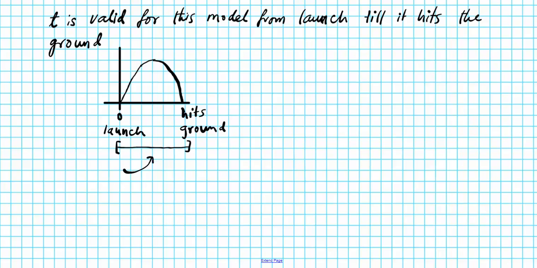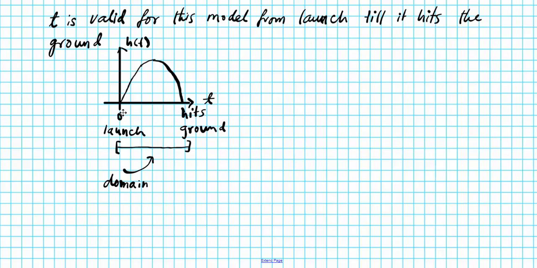Okay, so domain, remember, is the horizontal span of the graph along the horizontal axis. The range, on the other hand, is the vertical span of the graph. That has to do with how high the ball goes.